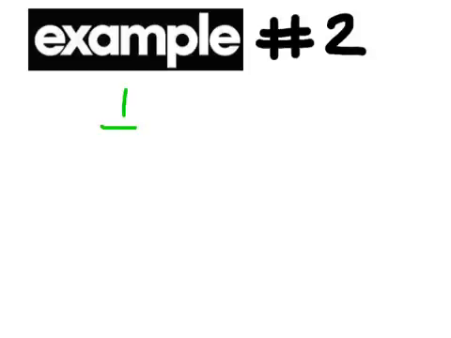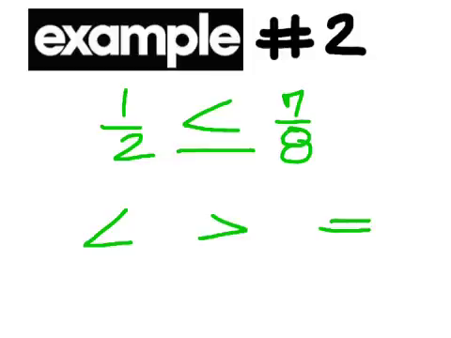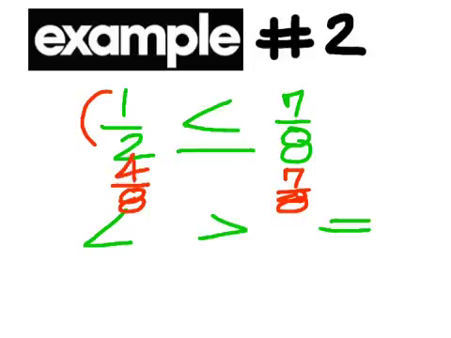Example number 2. 1/2 is what in comparison to 7 over 8? Is it less than, greater than, or equal to? It would be less than. Here's a way you can figure that out. We'll go to red. And 7 over 8, if you make these the same denominator, that one stays the same. This one becomes 8. So I multiply this one by 4. Which number is larger, 4 or 7? 7. So that's why the mouth is open to this fraction. 7 over 8 is greater than 1 over 2.